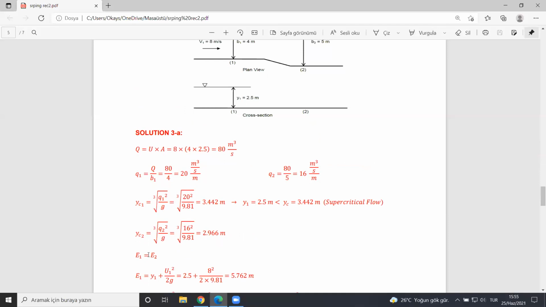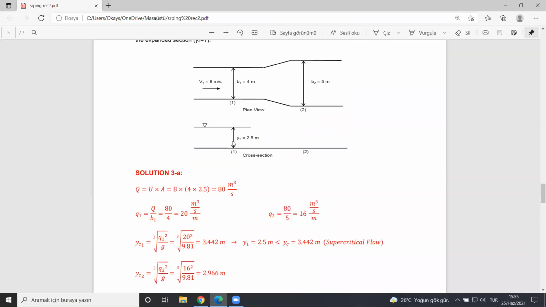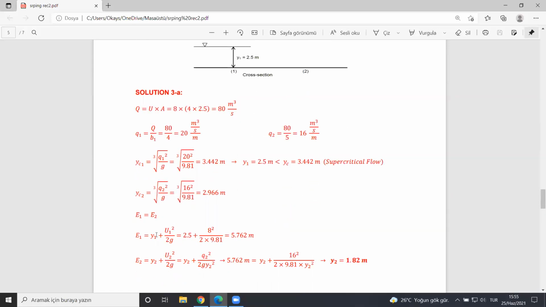As I said, energy at section 1 and section 2 are equal. Since we know the velocity and the flow depth at section 1, we can calculate the energy at section 1 easily. What is energy? Flow depth plus v squared over 2g, so 2.5 plus 8 squared divided by 2 times 9.81, it is 5.762 meters.